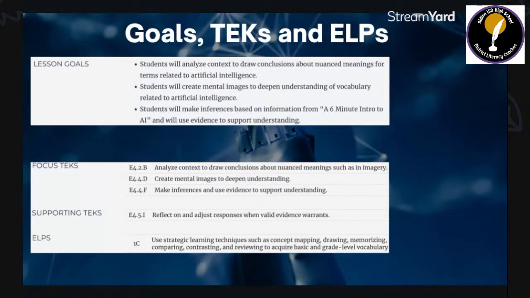Students are analyzing context to draw conclusions about nuanced meanings for terms related to artificial intelligence, creating mental images to deepen understanding of vocabulary related to artificial intelligence, making inferences based on information from a 6-minute intro to AI, and using evidence to support understanding.